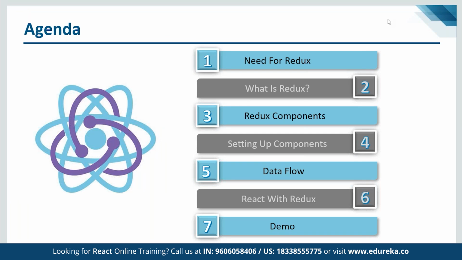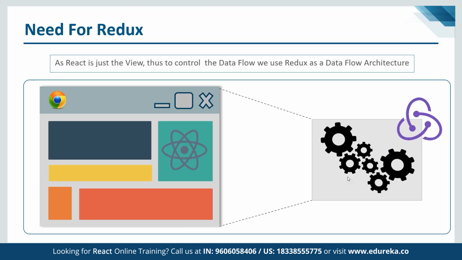First of all, let's talk about the need for Redux. Why was Redux needed? Just to control the data flow, we use Redux as a data flow architecture. That's the main purpose of using Redux, so that we can have complete control over how data is structured and how it flows from one part to the other. And React, as you know, is not exactly a complete framework. It's more like a library that was developed by Facebook.